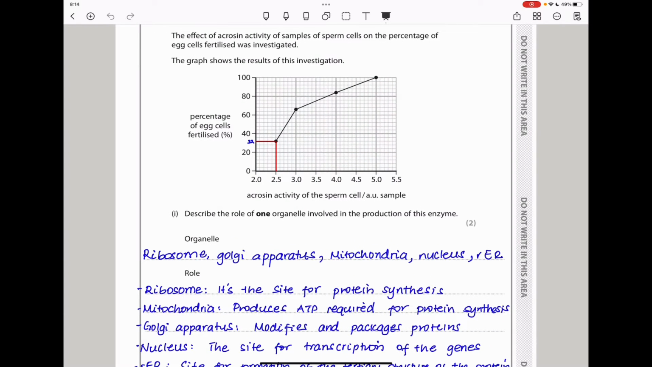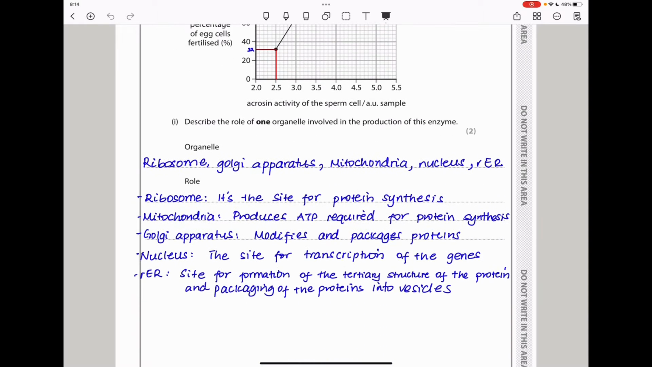So an enzyme is a protein. So any organelle involved in protein production could be a ribosome, a Golgi apparatus, or mitochondria, which provides the energy. It could be a nucleus or rough endoplasmic reticulum. So any of these, you would get the marks you're looking for. However, we had to say the role of each. So for the ribosome, it is the site for protein synthesis. For the mitochondria, it produces ATP required for protein synthesis. And for the Golgi apparatus, it modifies and packages proteins.